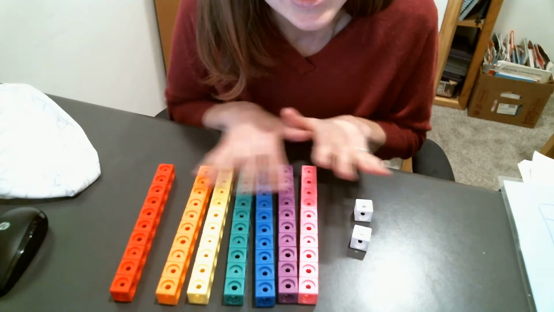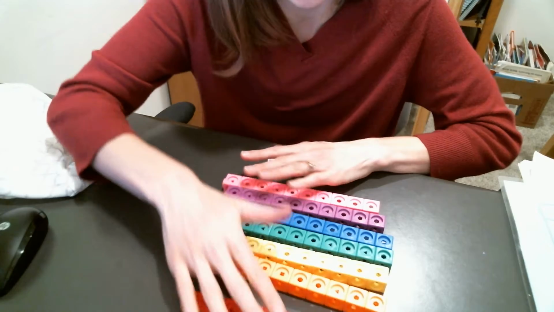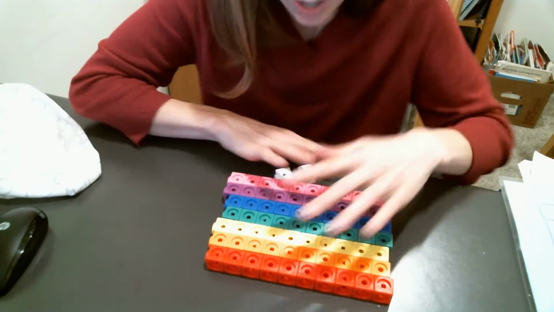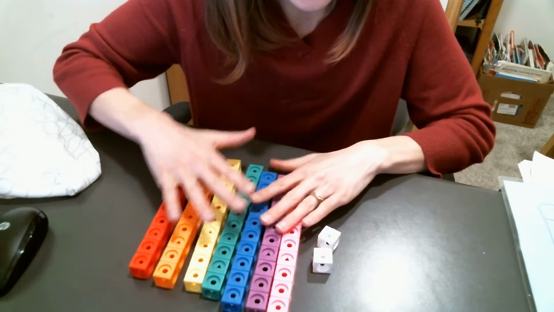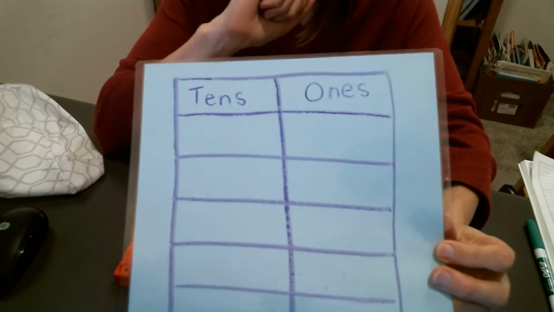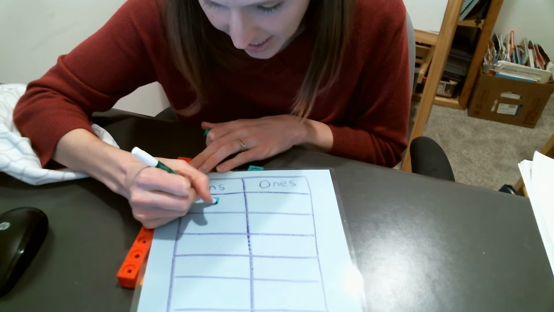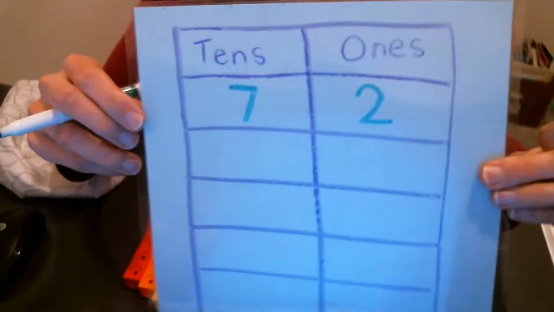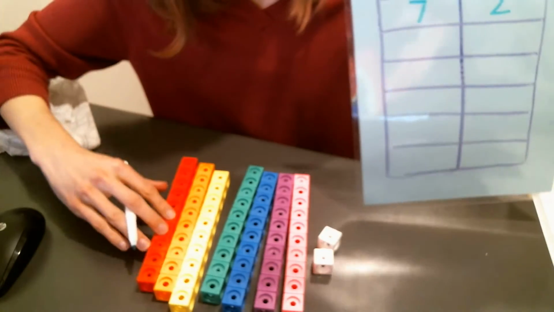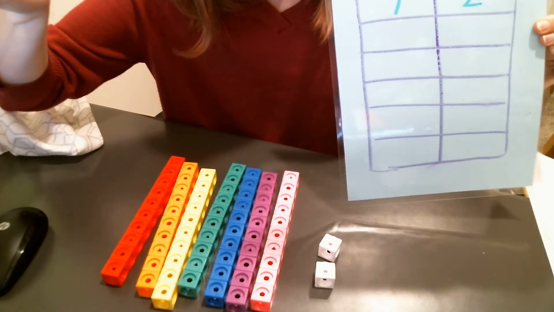Okay, now I have 72 cubes. If I move them around like this, is this still 72? Well, you can't see them all, but is that still 72? It doesn't matter if I move them around, right? They're still 72 cubes. So let's fill out a little chart today. This chart is a tens and ones chart. I am doing the number 72, so there are 7 tens and 2 ones. Let's check it. 1, 2, 3, 4, 5, 6, 7. 7 tens, 2 ones. There you go.